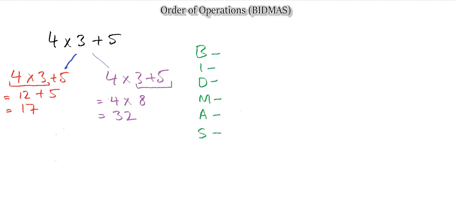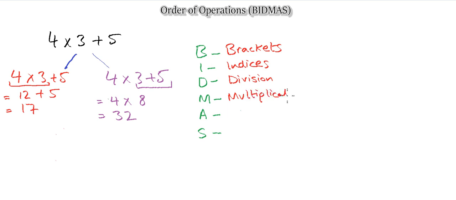So B would be the brackets, I would be the indices, or you can also have O if you're looking at BODMAS, that would be operations. D would be the division. M would be multiplication. A would be addition. And S would be the subtraction.